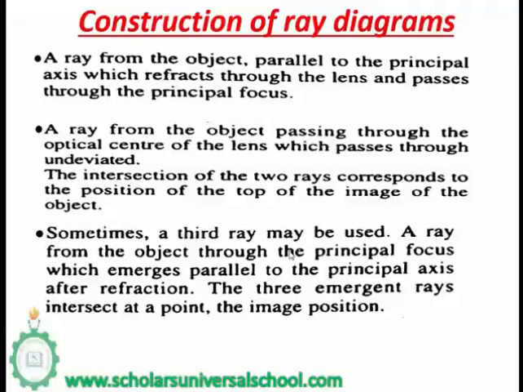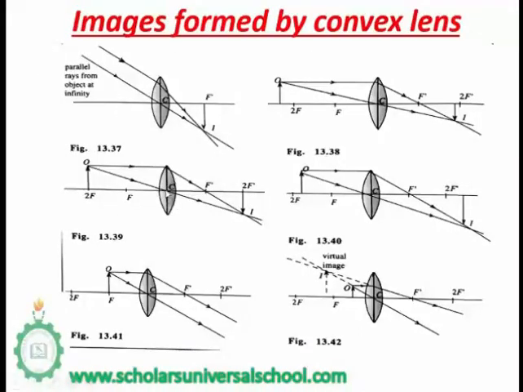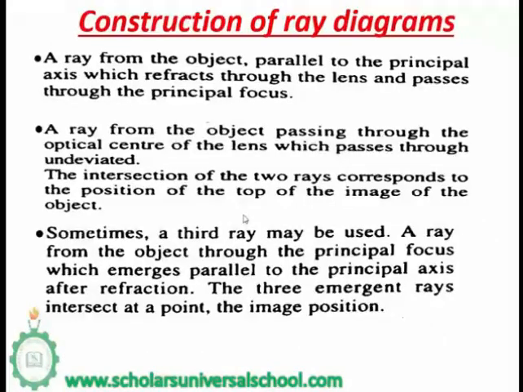Now remember, I said the optical center is the point on the lens where all rays that pass through do not get deviated. So looking at this, this is the optical center. So if you have a ray that passes through this optical center, it will not get deviated. So the point of intersection of these two rays is what gives you where the image is formed. Okay, but in some cases you might need a third ray.